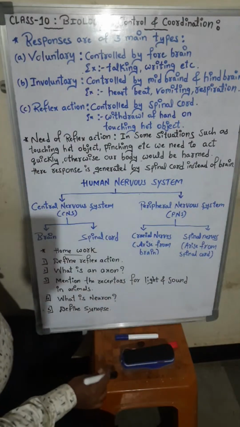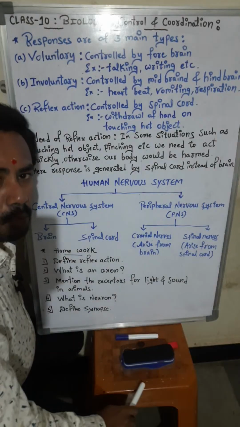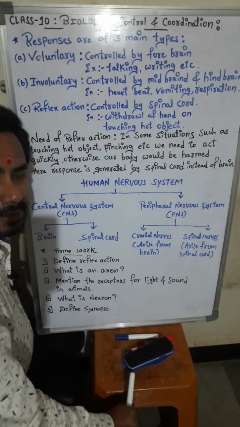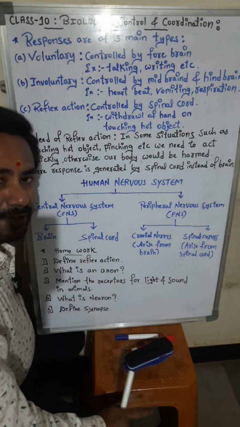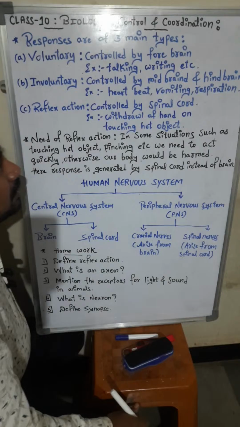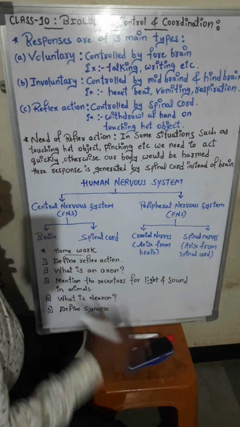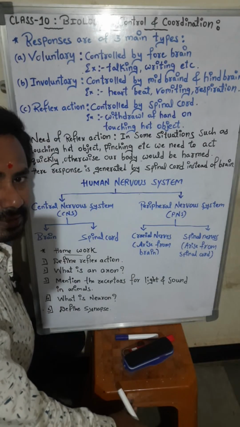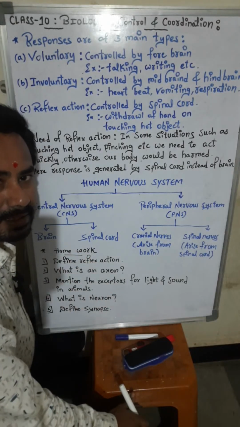Okay, let's continue. Responses are of three types, students. As already written on the board, everything is on the board: voluntary, involuntary, and reflex actions. These are the three responses in our human body, and in some animals also, almost all animals. These are the three responses that animals give.